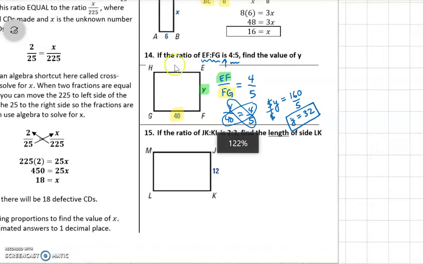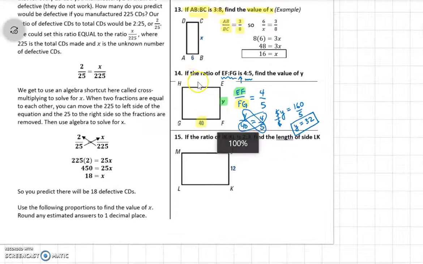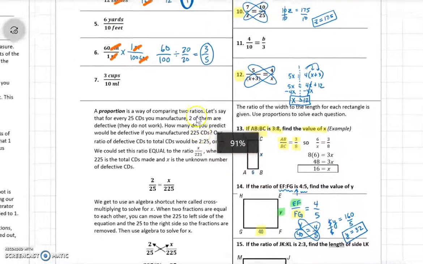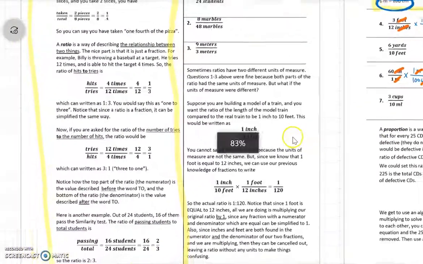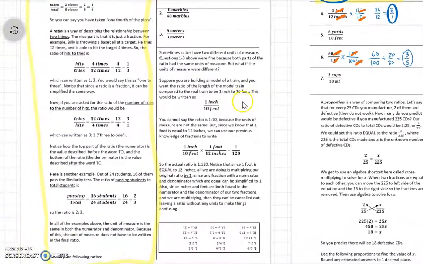I'll leave the other ones blank so you guys can work on those. Hopefully that should give you enough examples and guided examples for you to be able to complete and work through this 7.1 worksheet. Please let me know if you have any questions.